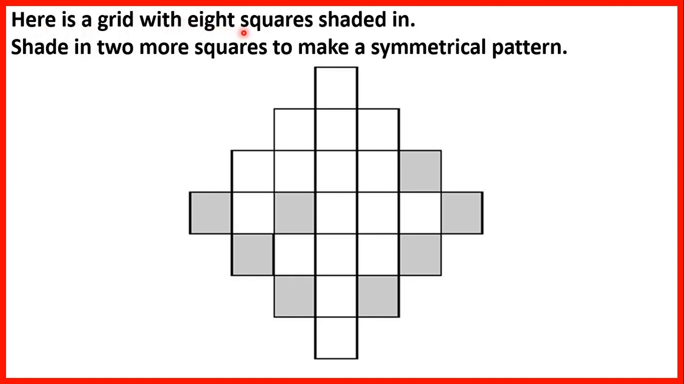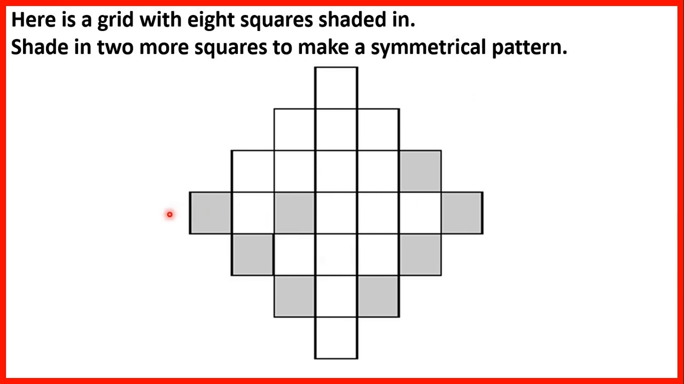Here is a grid with 8 squares shaded in. Shade in 2 more squares to make a symmetrical pattern. So if a pattern is symmetrical, we can draw a line of symmetry down the middle, and then we have the same reflected on both sides.